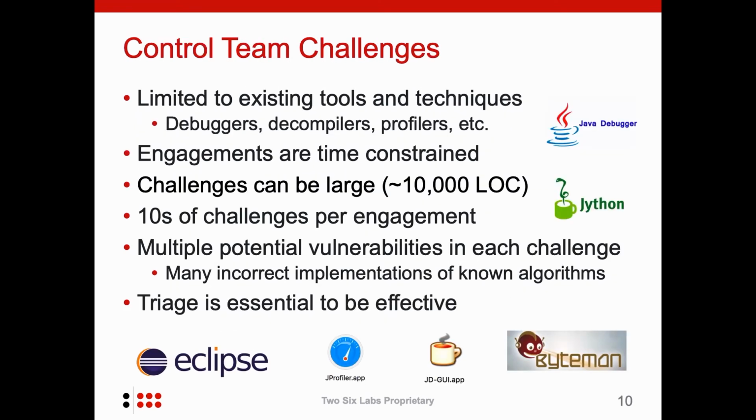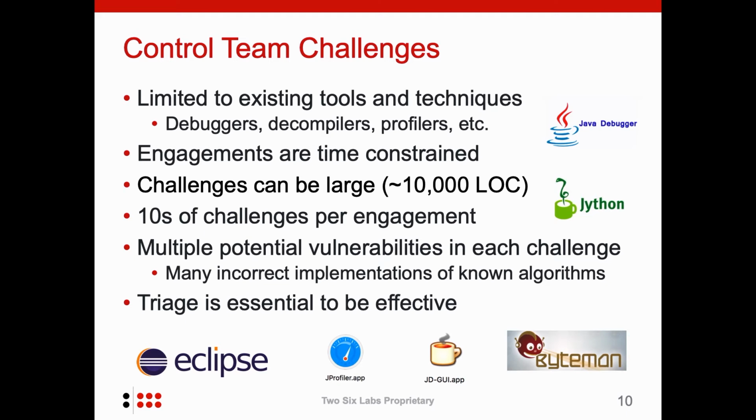So we ran into some really big problems with this. First of all, every competition had tens of binaries, so between 20 and 30 binaries. Each of those could have had tens of thousands of lines of code in them. Each of those could also have had multiple potential vulnerabilities. So there's lots of algorithms implemented in each of these. How do we know which ones are vulnerable? And by the way, the competitions are time boxed, right? They're constrained by time. And all we had to use were existing tools like debuggers, decompilers, and profilers.